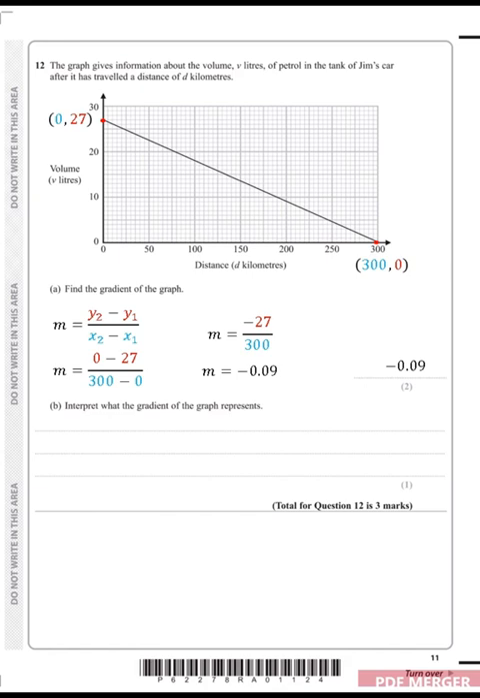Part B, interpret what the gradient of the graph represents. So the gradient of the graph represents the changes in volume of petrol for every distance traveled. That is your final answer for part B.